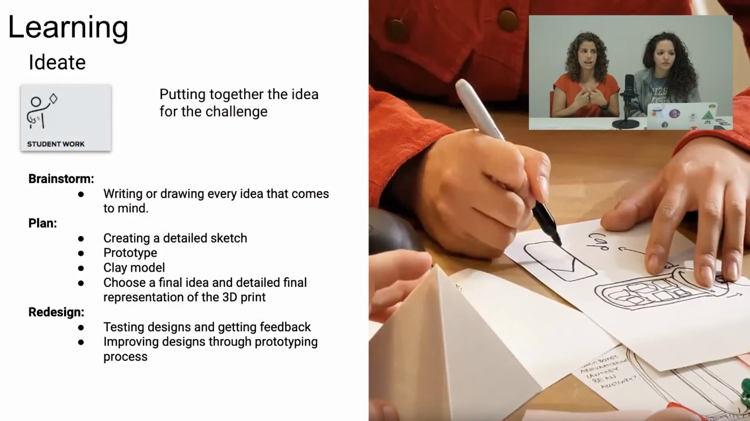After the students have all this opportunity to brainstorm, they choose their final design and they create a detailed sketch. So it needs to be really detailed and have measurements and sizes and the specifications that they need and they want. Also, we give children the opportunity to prototype their design, whether that means making it out of clay or cardboard or paper, if they feel that's necessary.